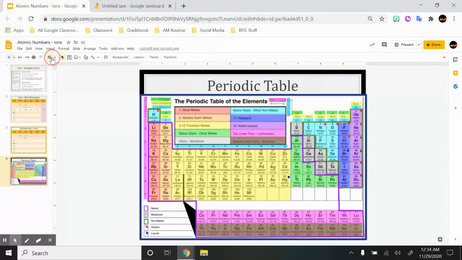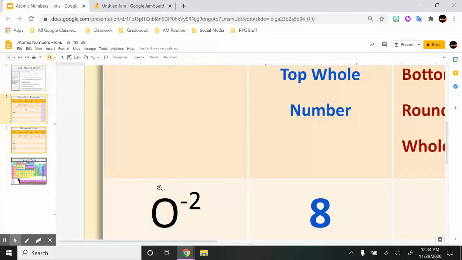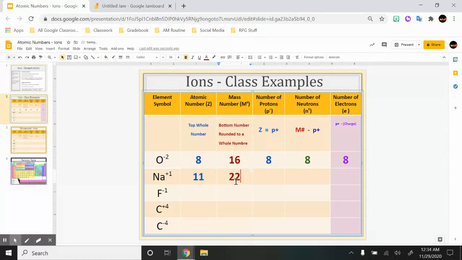If we go to our periodic table, we look at sodium. Its atomic number is 11. Its mass is 22.99. Okay. So we have our atomic number is 11. 22.99 is going to round up to 23. Our protons are always going to equal our atomic number. We're going to do mass minus protons equals 12 neutrons. For now, I'm going to put the same number of electrons, but we're going to come back to it.